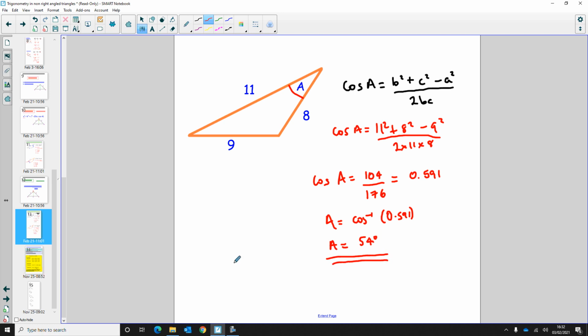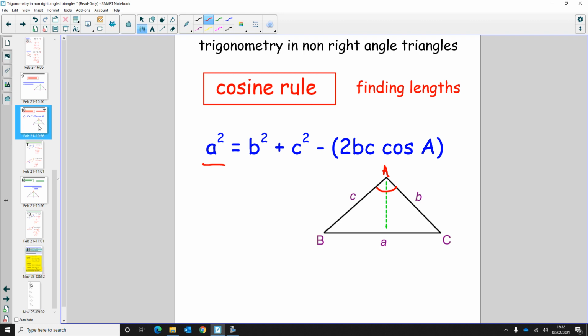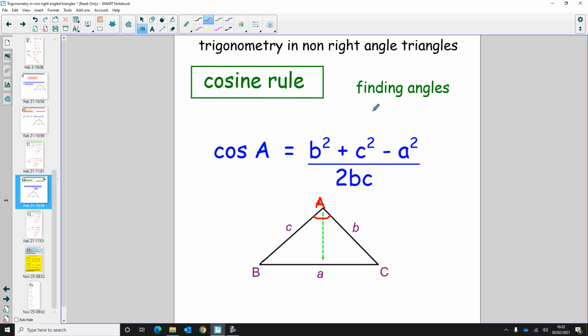Okay, so just to recap, this is the Cos rule. The first rule was to find a missing side. This is when we have two given sides and the included angle, otherwise known as a cozy corner, or we've got to find a missing angle where we're given all three sides. That's when you use the Cos rule.